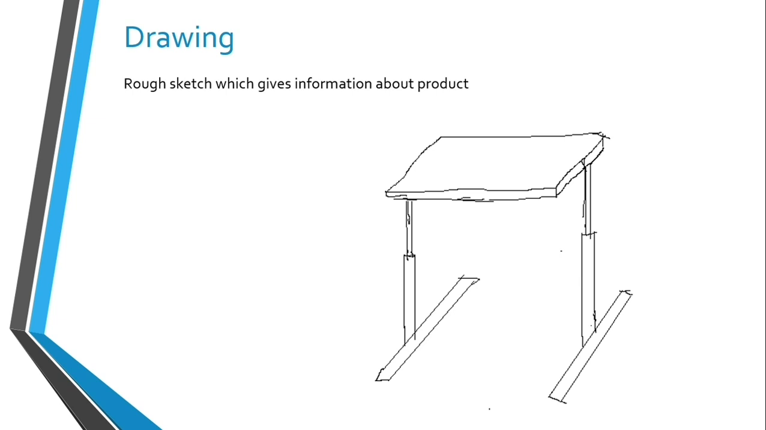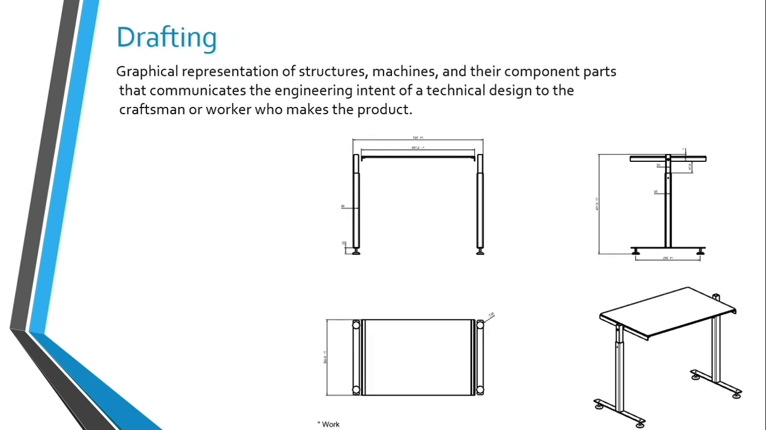and then I'll think about what could be the measurements and all. Then what is drafting? It is a graphical representation of either a structure, a machine, or any other component part that communicates the engineer's intent of technical design.